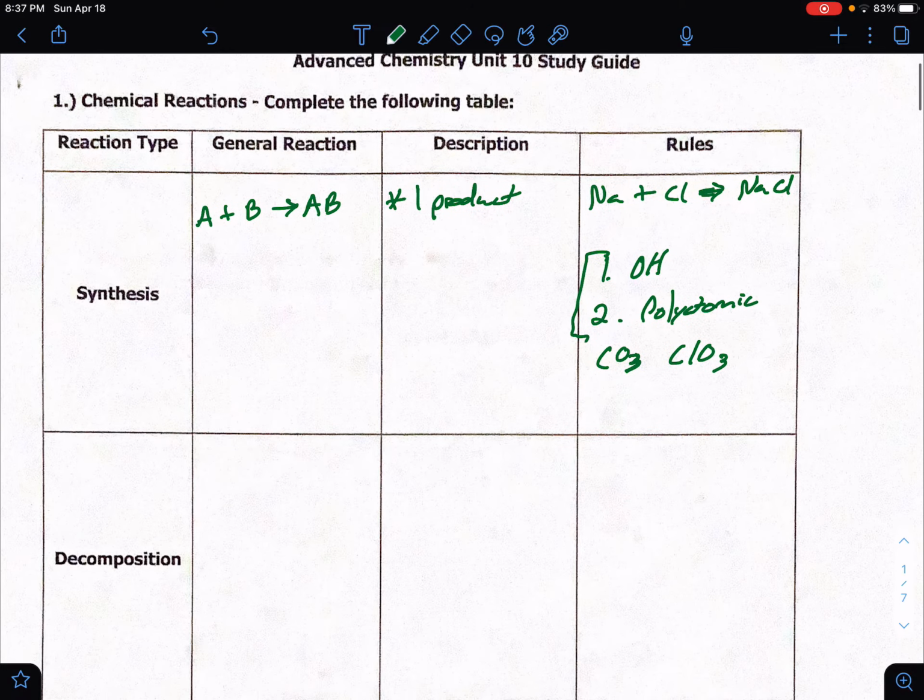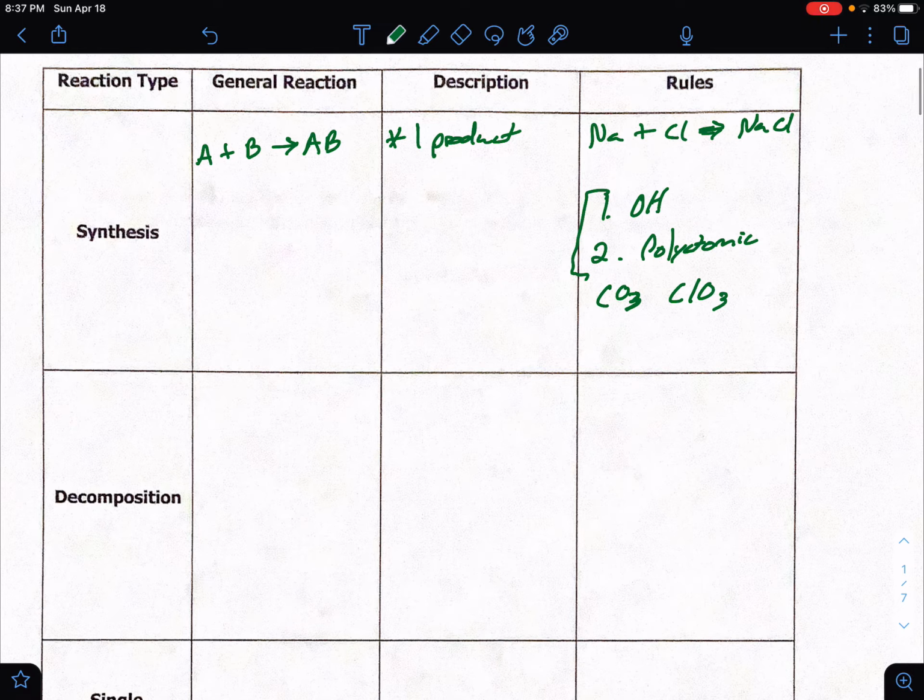Decomposition is going to be the opposite of synthesis. This is where you have 1 reactant in the beginning and it breaks into pieces. That's what decomposing means, to break apart or break down. So that's the big tell right there: if I only have 1 reactant, I'm going to put a star over here. If I have 1 reactant and it breaks into pieces, that is decomposition.